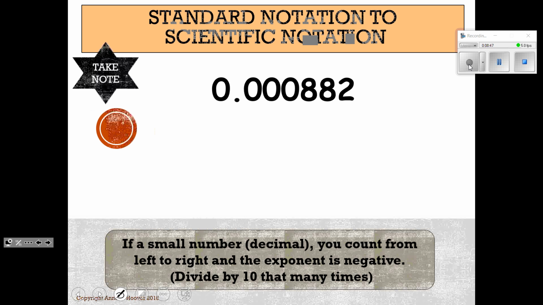Now we have a decimal. A decimal is a smaller number, less than 10. So we know that this is going to be a negative exponent. Again, we want to move the decimal so that we have a number between 1 and 10. So we want the decimal after the first non-zero digit. So this number would read 8 and 82 hundredths.